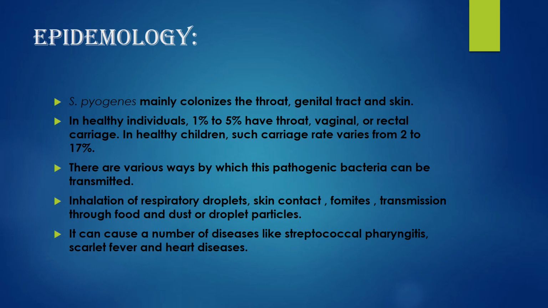Now, who are the people or what are the areas at various risk? For example, in healthy individuals, 1% to 5% have throat, vaginal or rectal carriage. In healthy children, such carriage rate varies from 2 to 17.